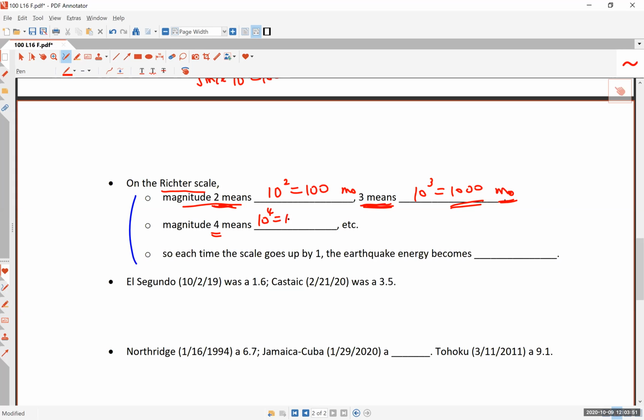All right, magnitude 4 then means 10 to the fourth. What is that? It's 10,000 times mu naught, right? And so that's exactly what those magnitudes mean. Now it is not linear, right? So 10 to the fourth is not twice 10 squared, even though 4 is twice 2.